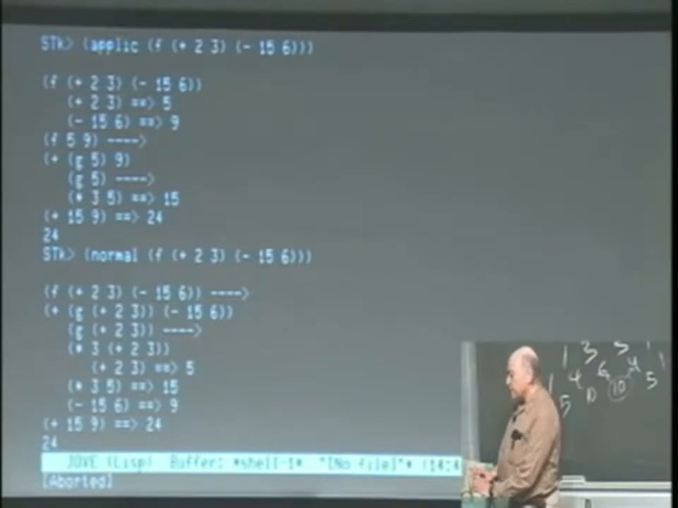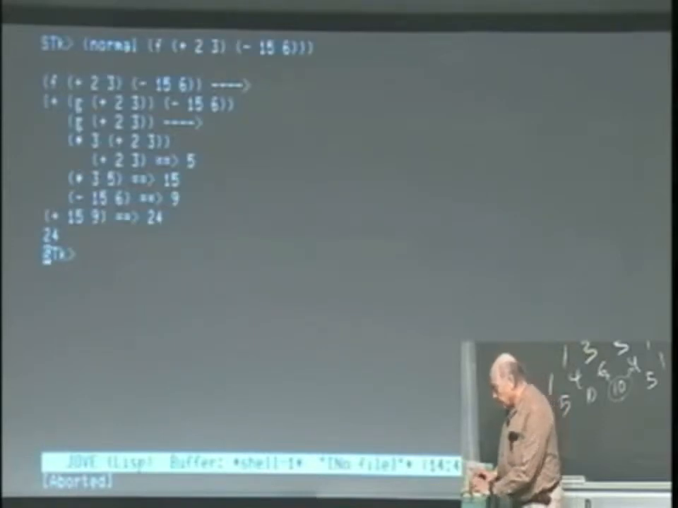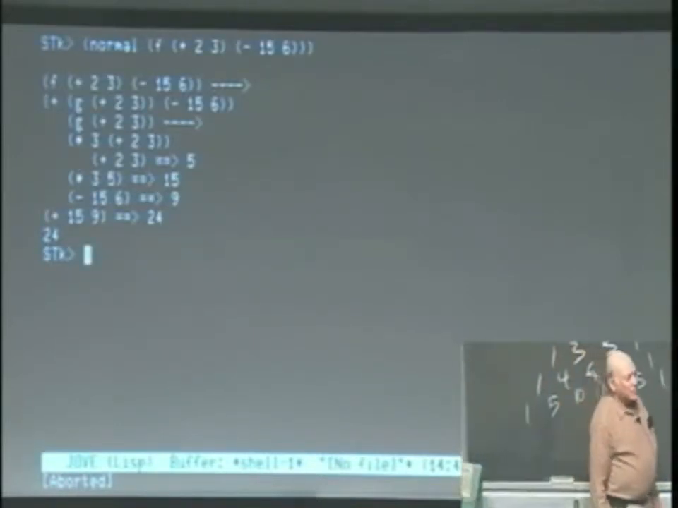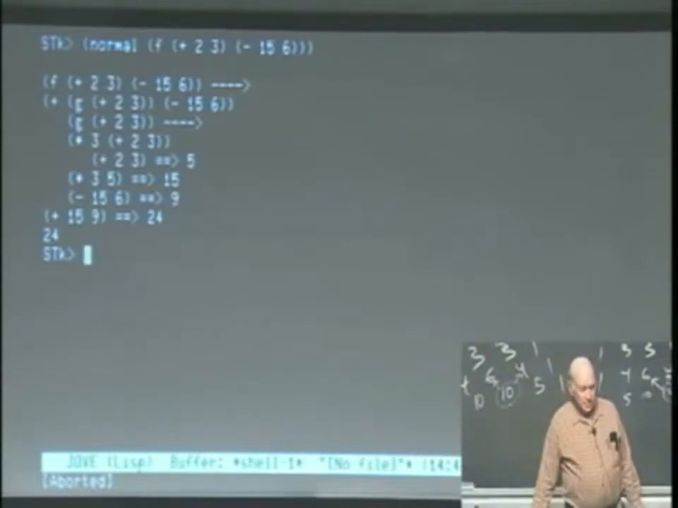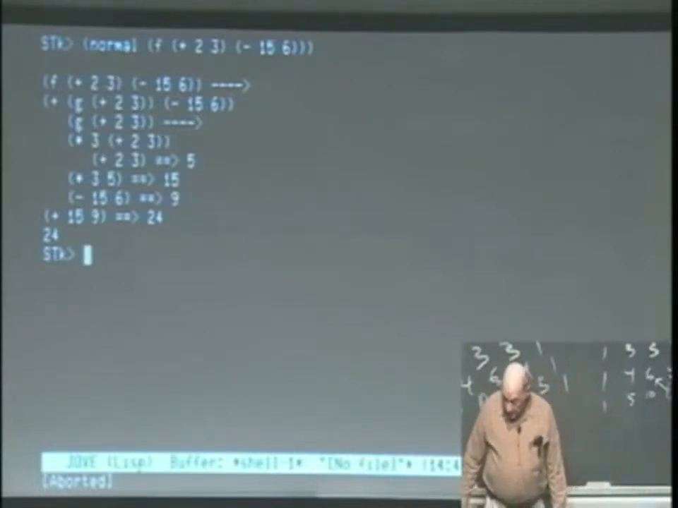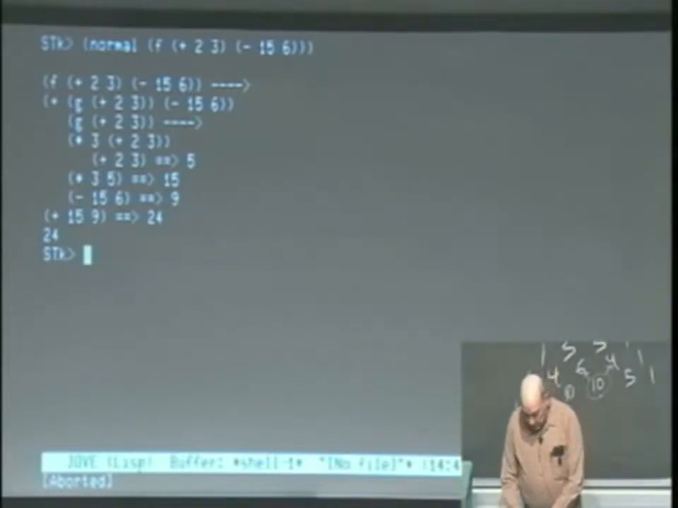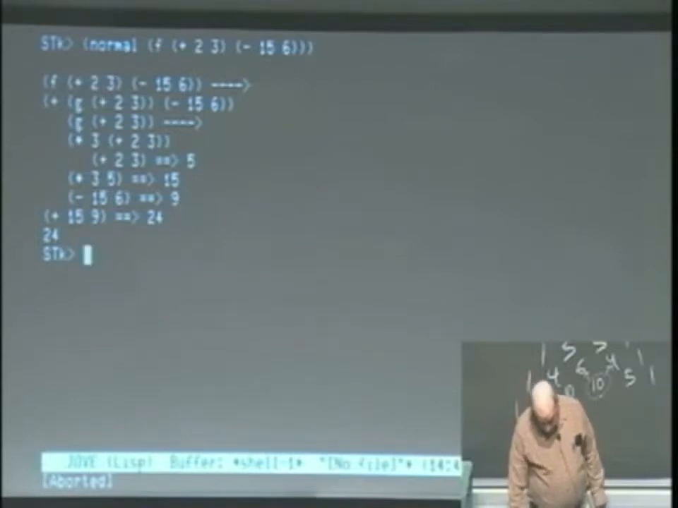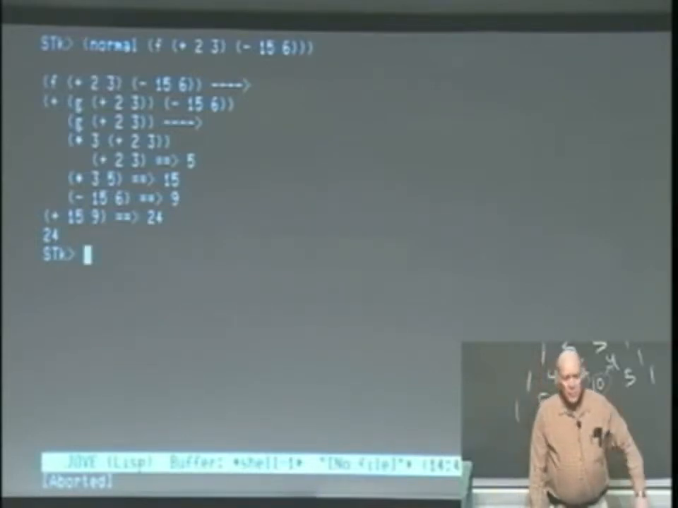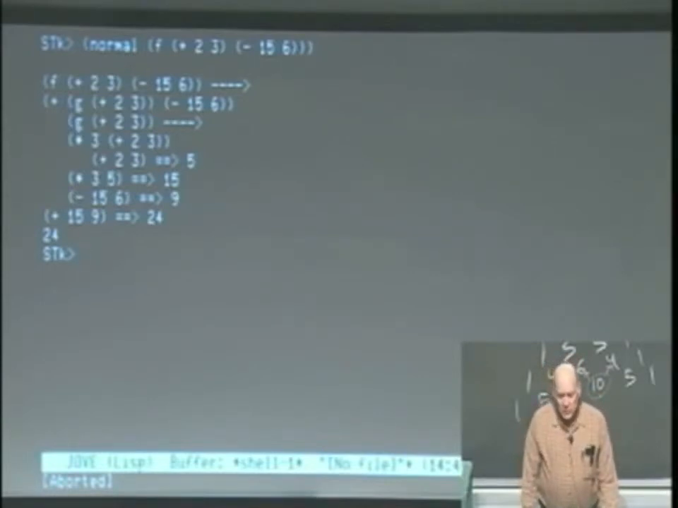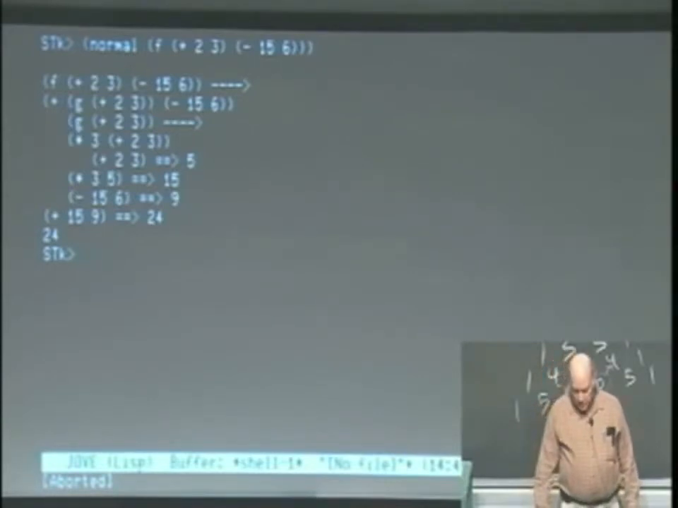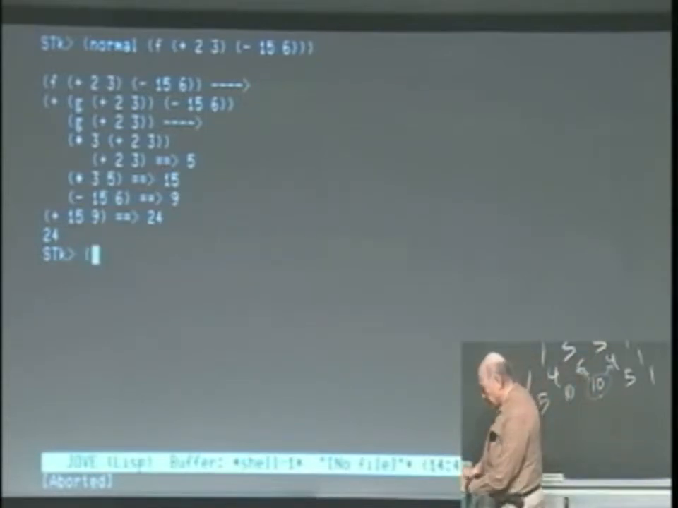Now at this point, I do 15 minus 6. I get 9. I add 15 and 9. I get 24. So you get the same answer either way, but you go through a different series of steps. All right? So if you get the same answer either way, why am I making this fuss about it? And the answer is I want to make the point to you that you get the same answer only if you're doing functional programming.